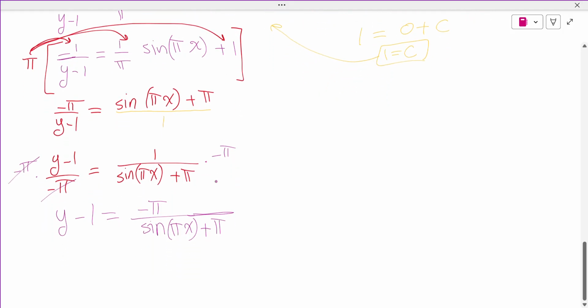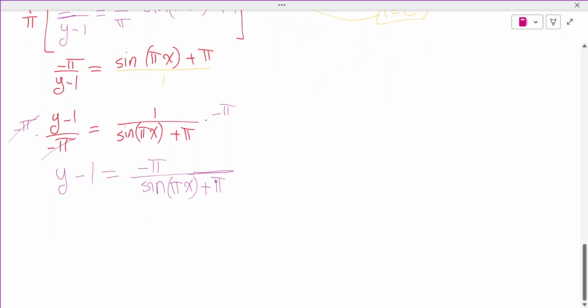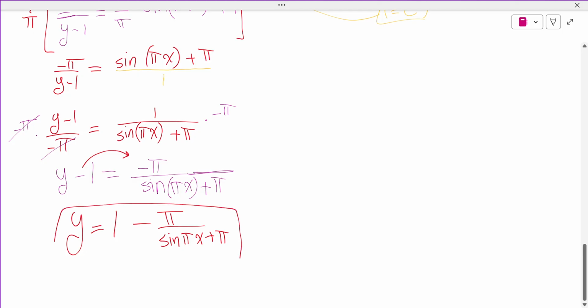The last step is to move the negative 1 to the other side, or add 1 to both sides. So y is equal to 1 minus pi over sine of pi x plus pi. That is the final answer. This is the particular solution that passes through 1 and 0. Y equals 1 minus pi over sine of pi x plus pi.